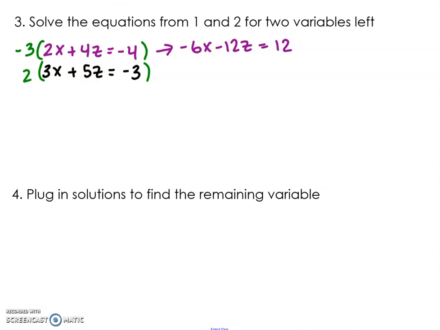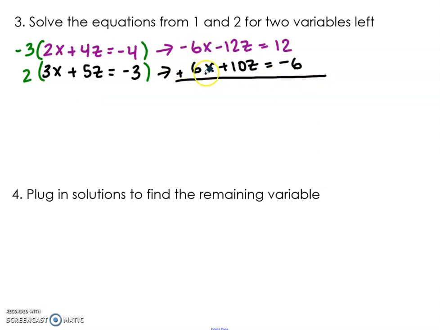Okay, then we're going to take this 2 and multiply it to every piece of this equation. So 2 times 3x is going to give us 6x. 2 times 5z is going to give us 10z. And then 2 times negative 3 is going to give us negative 6. Okay, so here we've made the coefficients of the x's the same number and opposite signs. So now we're going to go ahead and add this straight down.